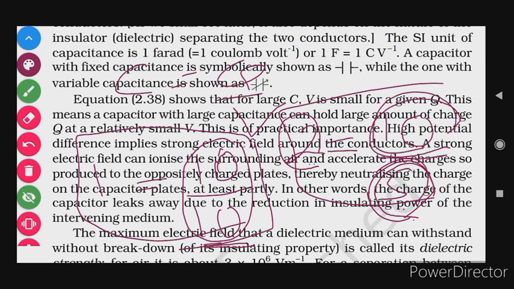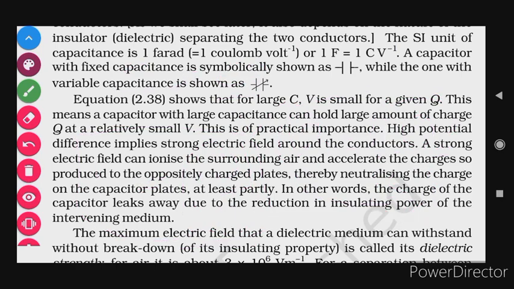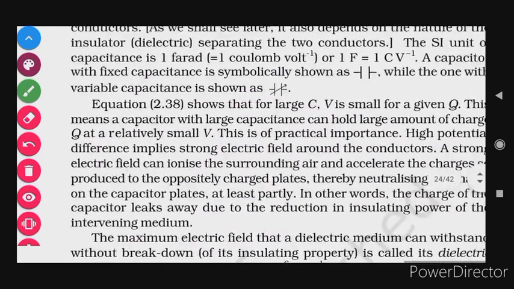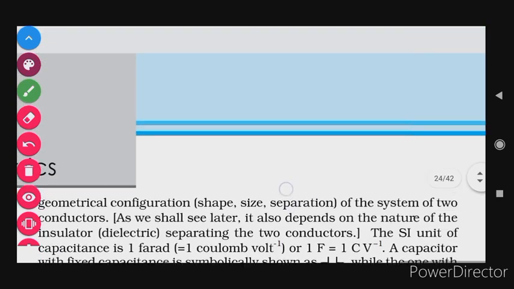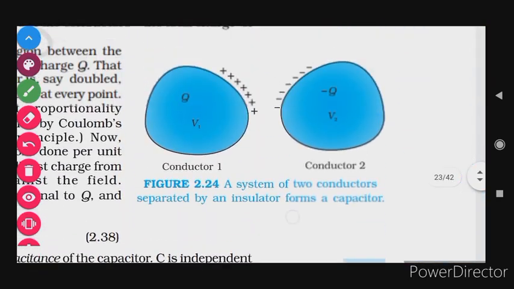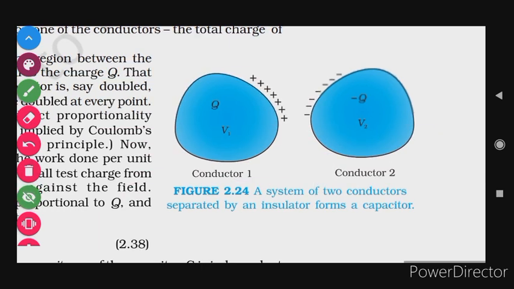This is a very important part you have to understand, and it is of practical importance. A high potential difference implies a strong electric field around the conductor. A strong electric field can ionize the surrounding air and accelerate the charges to the oppositely charged plate, thereby neutralizing the charge of the capacitor plate at least partly. In other words, the charge of the capacitor leaks away due to the reduction in insulating power of the intervening medium. So in charging a capacitor, we have to keep the potential as low as possible.